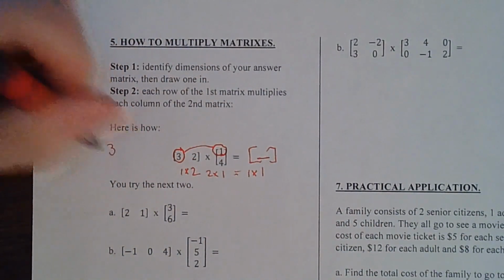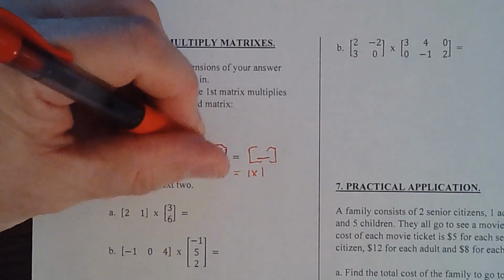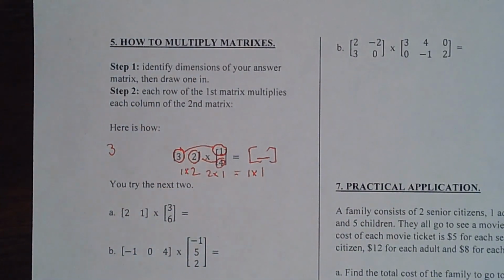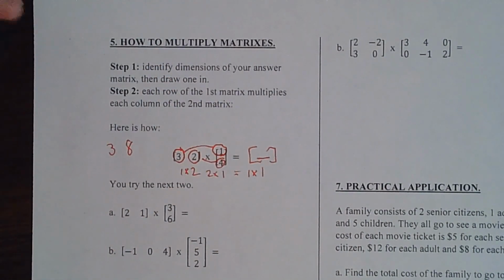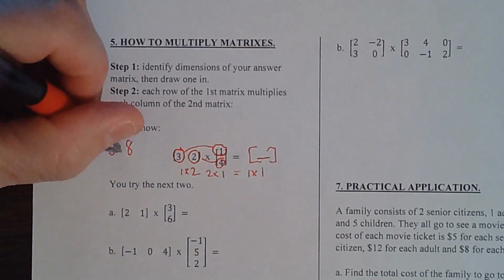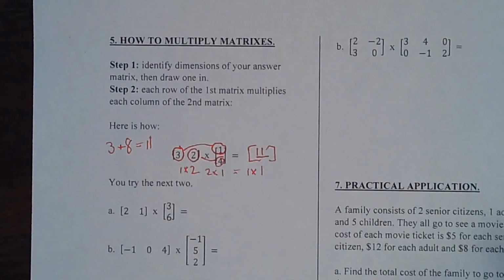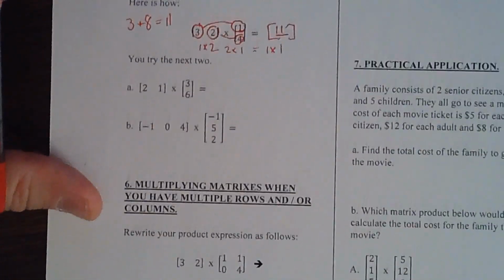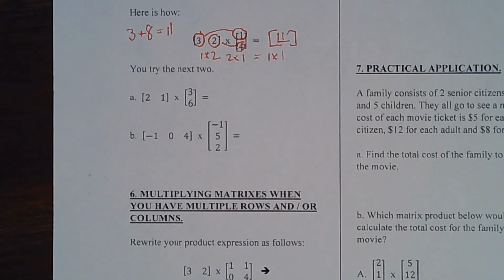3 times 1 is 3. I take the second number in the row and I multiply that by the second number in the column, and that gives me 8. If there were additional numbers, I would do the same thing. And then I'm going to add all of those together, and the result in this case here is 11. And that's it. That's how you multiply two matrices. I'm going to have you pause the video and take a look at A and B, and I want you guys to do exactly the same thing. Multiply these two pairs of matrices, please.